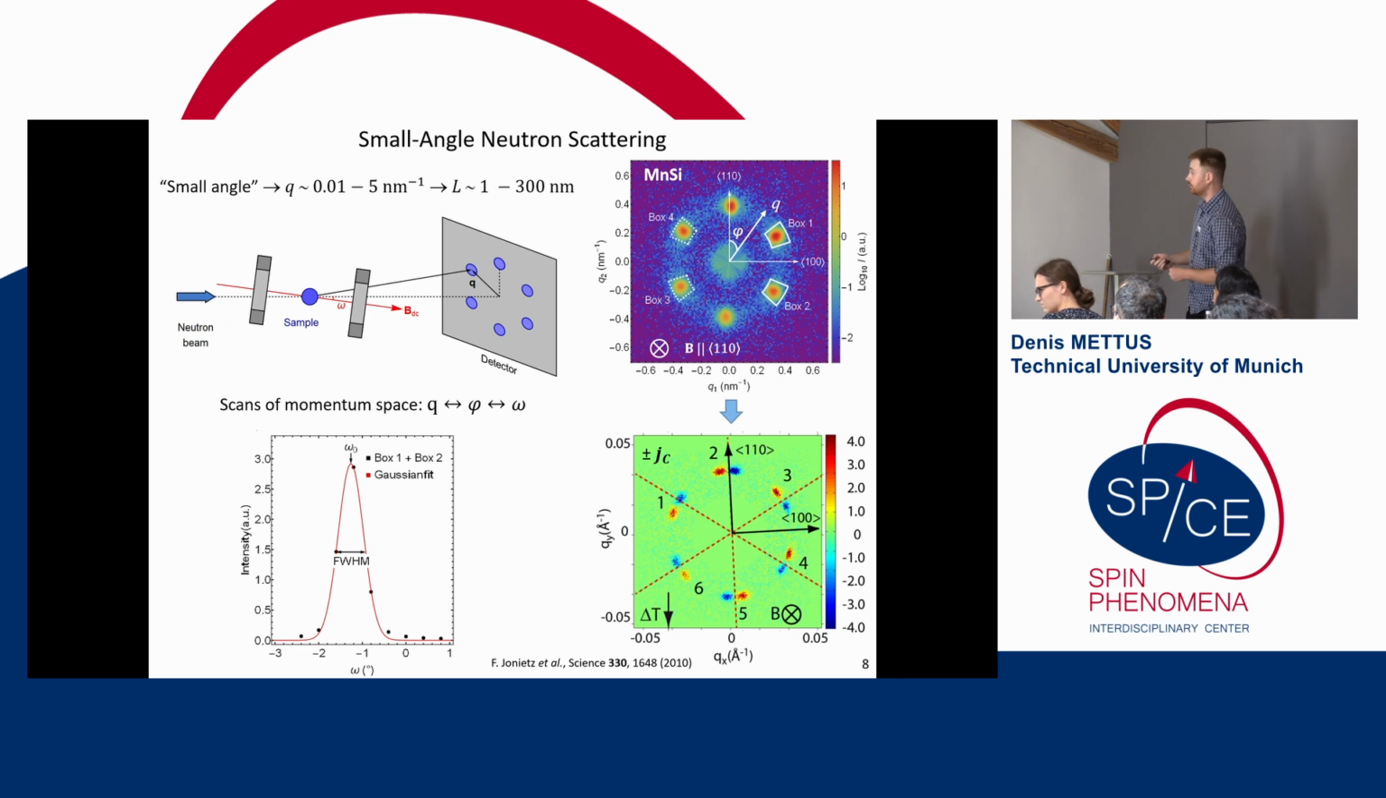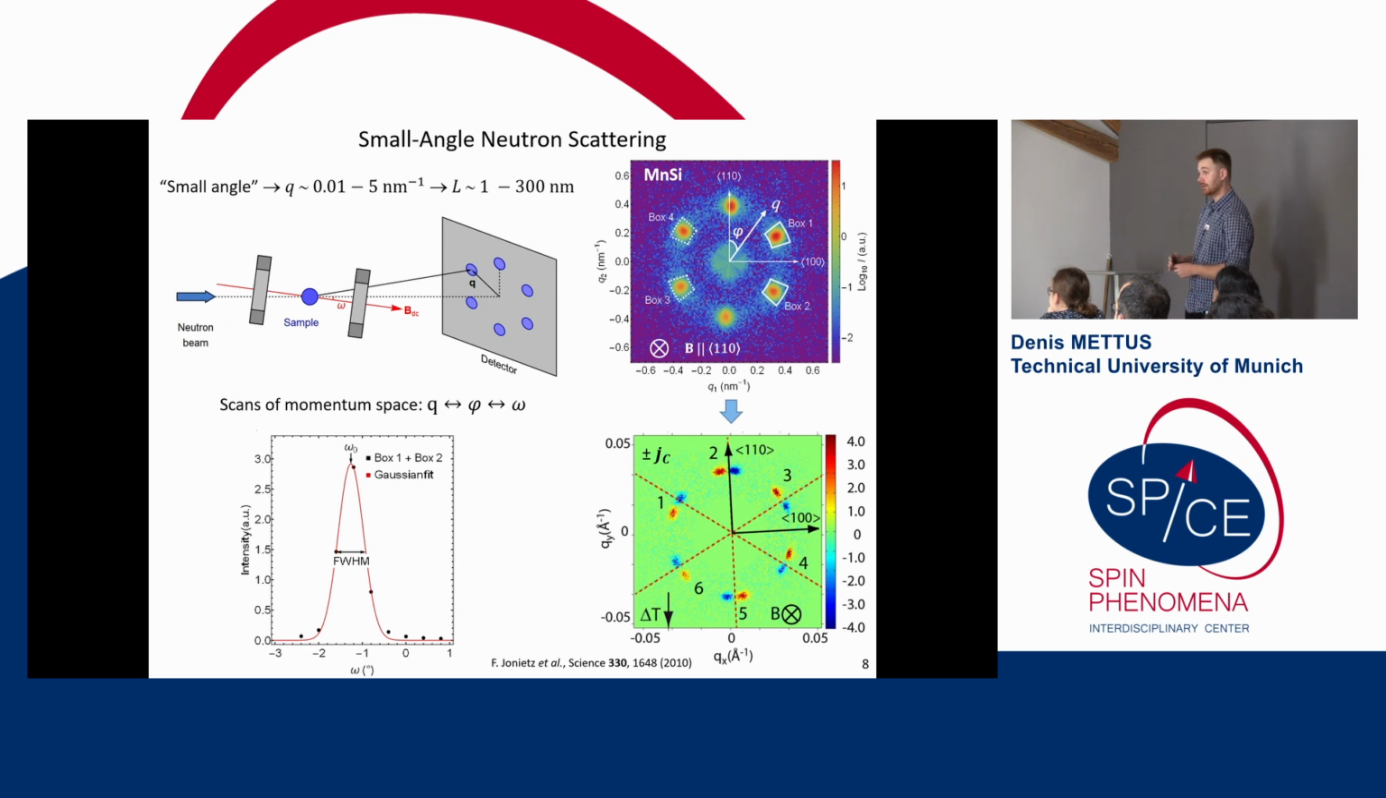And what we do, we measure a so-called rocking scan. This is a scan of the intensity depending on the angle omega, which is here. So we turn the sample with respect to the neutron beam, and we track the intensity of these two peaks as a function of rocking angle. And from that, you get the understanding.